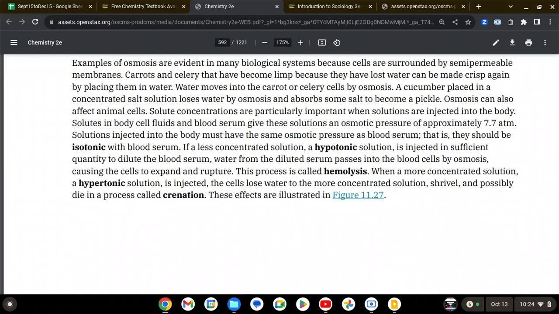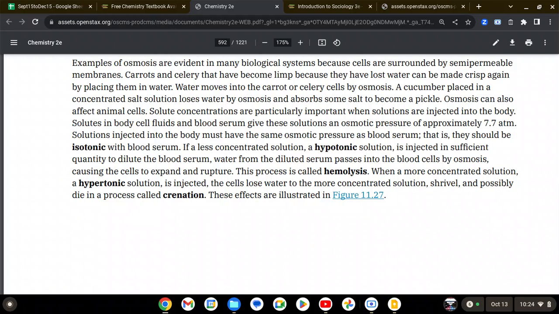Examples of osmosis are evident in many biological systems because cells are surrounded by semi-permeable membranes. Carrots and celery that have become limp because they have lost water can be made crisp again by placing them in water. Water moves into the carrot or celery cells by osmosis. A cucumber placed in a concentrated salt solution loses water by osmosis and absorbs some salt to become a pickle. Osmosis can also affect animal cells.